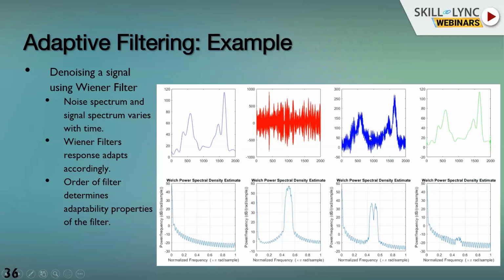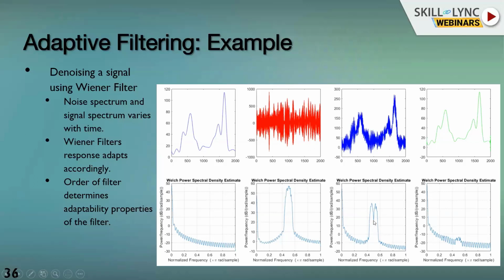Then we can design an adaptive Wiener filter of different orders. I have shown two here. One is a higher order Wiener filter with a large number of taps, like 70 or 100 taps, and one with a very low number of taps, say only 2 or 3 taps, based on what kind of capability we have.